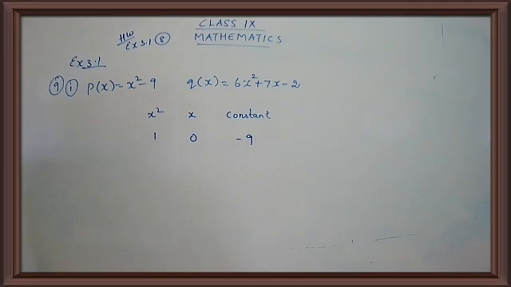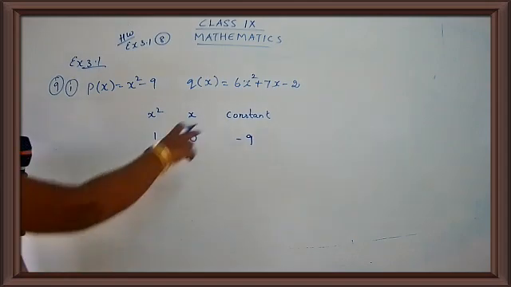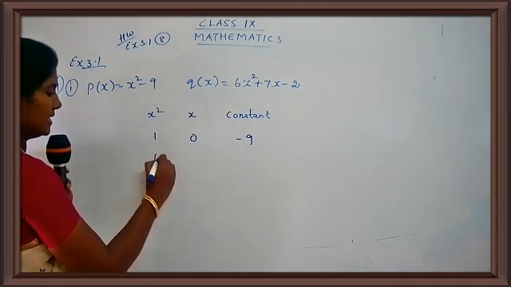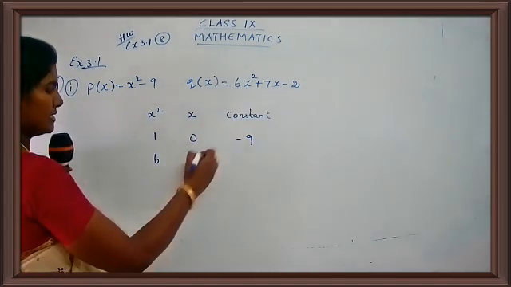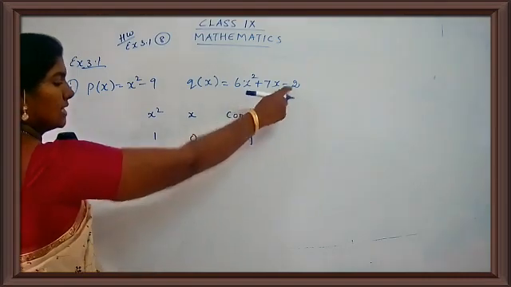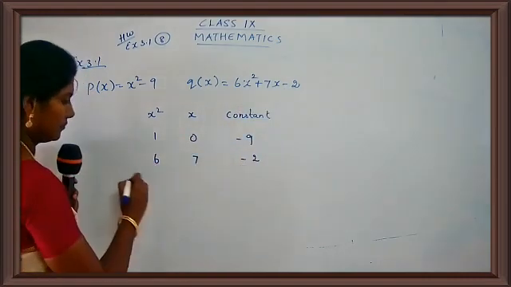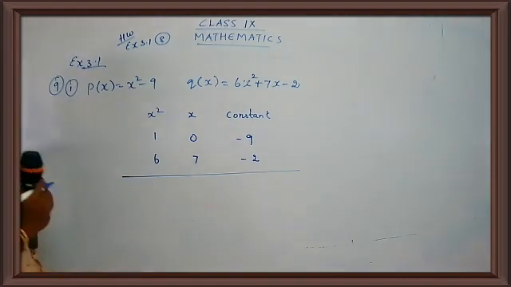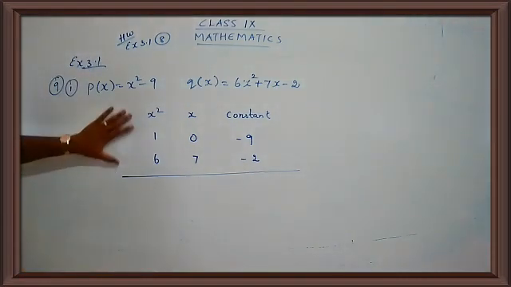What are the numbers here? 6, 7 and minus 2. What is the coefficient for x square? Put 6 here. What is the coefficient for x? 7. What is the constant number? Minus 2. So we are just going to multiply it. Let's see how to multiply this sum. Are you clear with this first part, children? How to present this part?